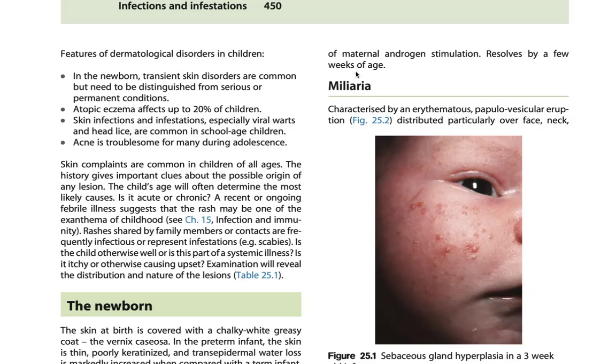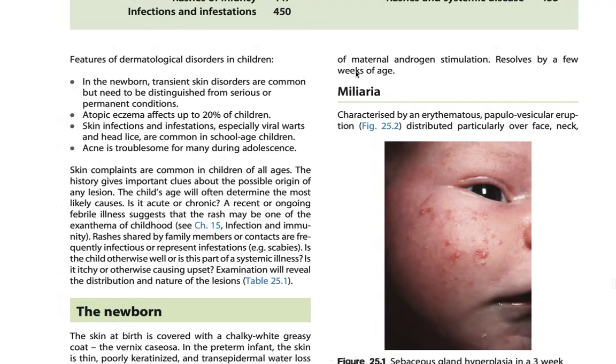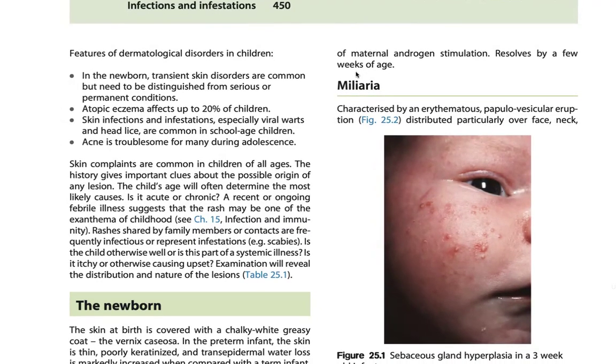The history gives important clues about the possible origin of any lesion. The child's age will often determine the most likely causes. Acute or chronic, recent or ongoing febrile illness suggests that the rash may be one of the exanthems of childhood. If the rash is shared by family members or contacts, it is frequently infectious or an infestation, such as scabies. Is the child otherwise well, or is this part of a systemic illness? Is it itchy or otherwise causing upset? Examination will reveal the distribution and nature of the lesion.